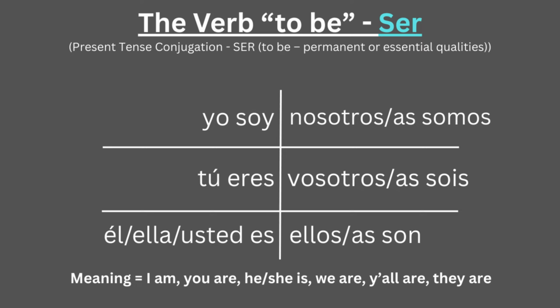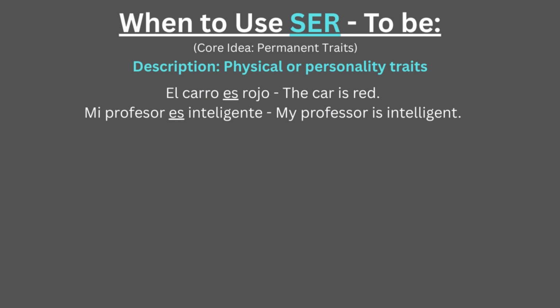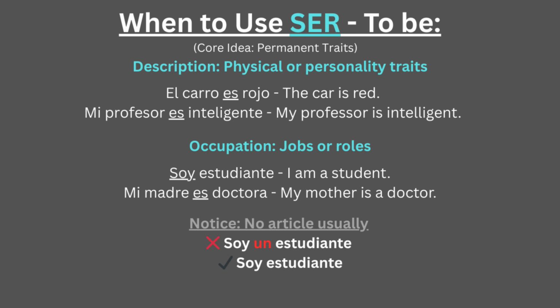Now that we know the conjugations, we can focus on the core uses of ser, starting with description. Ser defines physical or personal traits about something or someone, like saying, El carro es rojo. Mi profesor es inteligente. Because the verb explains something permanent, it also defines occupation, jobs, and roles, like soy estudiante. Mi madre es doctora. As a note, no article is needed when expressing a profession.